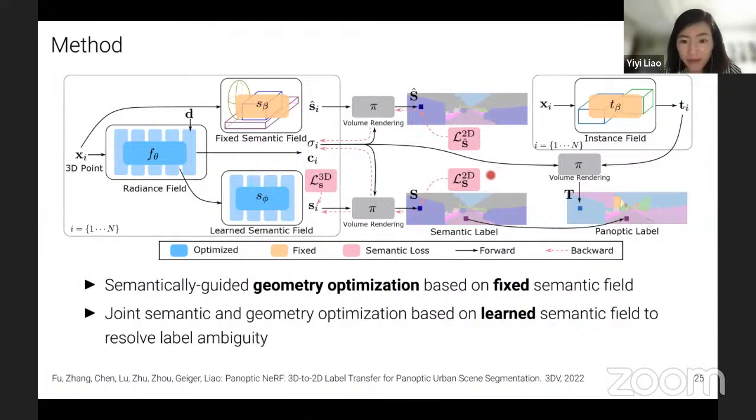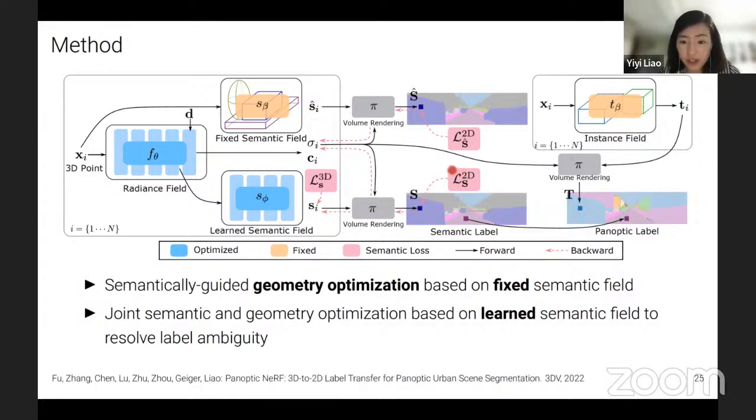Then we also have two other semantic losses defined on this rendered semantic label and the semantic label of the 3D space for this learned semantic field. Here, the main purpose is to address the ambiguity at the intersection region of the bounding primitives. For this 3D semantic loss, the ground truth is obtained from the fixed semantic field only if a point is uniquely enclosed by one bounding primitive. And then at the intersection region, the semantic labels are corrected by the pseudo ground truth provided by the noisy 2D predictions.